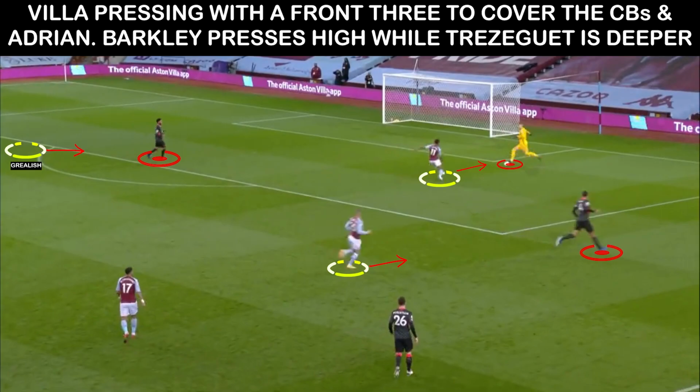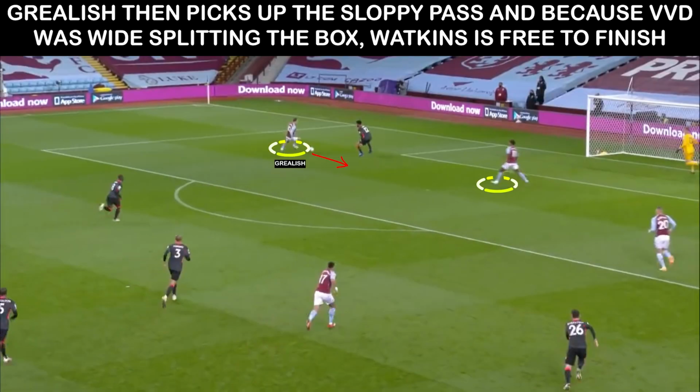From the back pass, Gomez and Van Dijk split the box and Barkley and Grealish push onto the centre-backs and Watkins pushes onto Adrian. A poor attempted pass to Gomez allows Grealish to pick up the ball and easily pick out Watkins in space, who finishes.